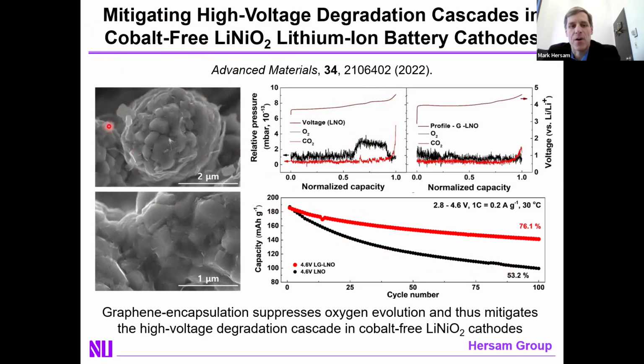In contrast, with the conformal graphene coating, it acts almost like a hermetic seal. It presents a large barrier to oxygen out diffusion. And as a result, you suppress the oxygen evolution. You see no evidence of it in mass spec, and correspondingly, you see much higher cycling performance.